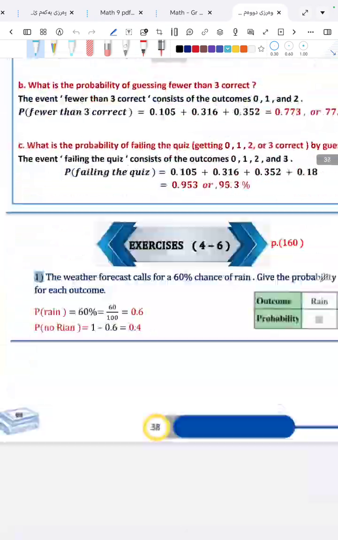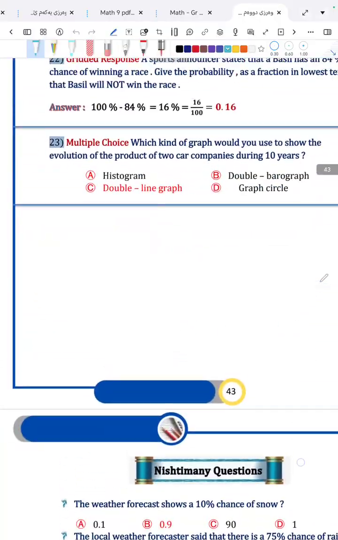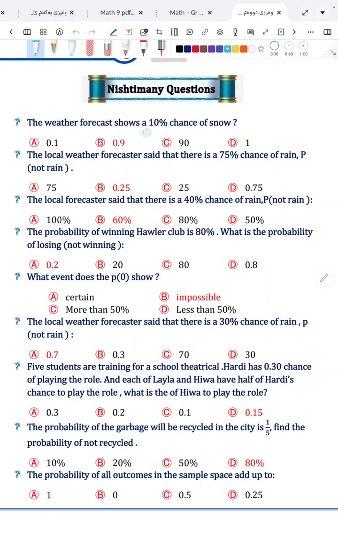Let's solve some additional questions about this topic. Okay. For example, question 1. The weather forecast shows 10% chance of snow. Okay, what's the decimal? This one, it will be 0.1. So what's the opposite? What's the complement of 0.1? It's 0.9.